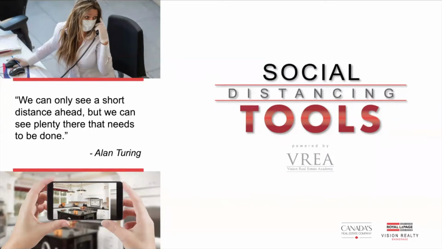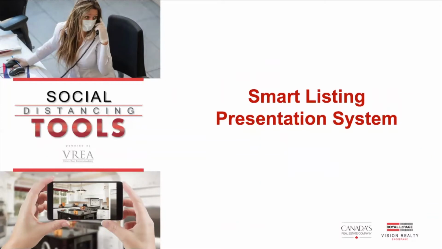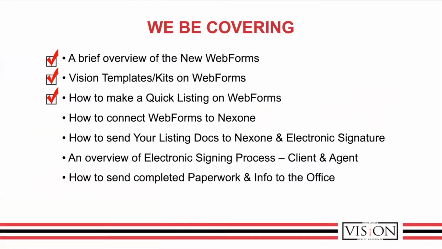Okay, so this is actually step 2 of the web forms and NEXONE, which is step 6 in the smart listing presentation system. I say step 2 because in the previous video, we covered a brief overview of the new web forms, vision templates and kits on web forms, and how to make a quick listing on web forms. Today we're going to show you how to connect web forms to NEXONE, how to send your listing docs to NEXONE Electronic Signature, an overview of the electronic signing process for client and agent, and how to send completed paperwork and info to the office.